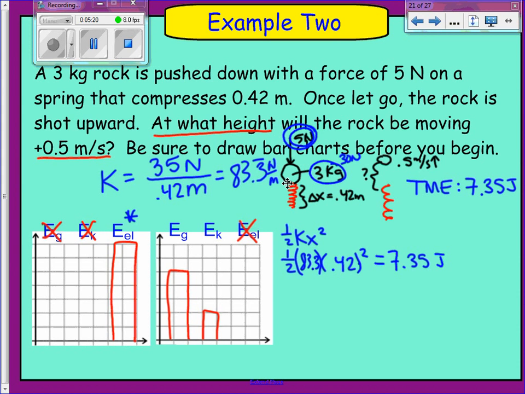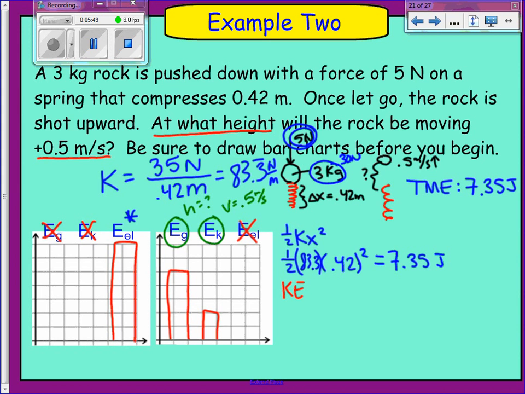Okay, out of those two energies, which energy could we calculate, Eg or Ek? Well, we know the mass for both of them. The mass is the rock, so that's not going to be the deciding factor. Instead, it's going to be the height or the velocity. To calculate Eg, you need to know the height, which we don't. To calculate Ek, you need to know the velocity, which we do know. It's 0.5 meters per second. So let's do that now.